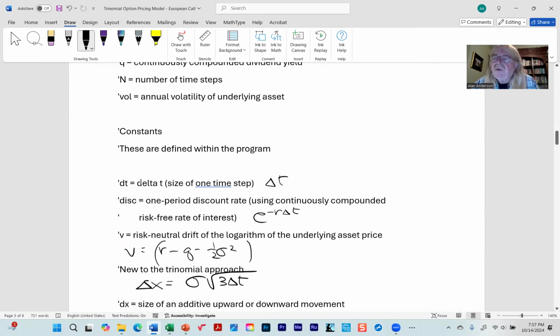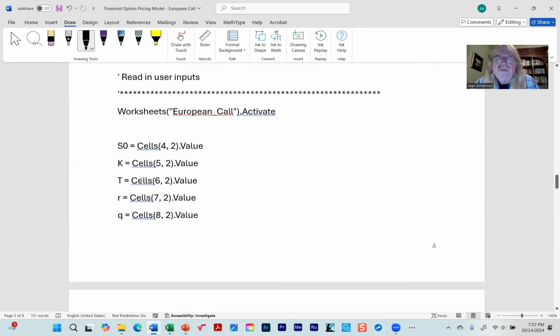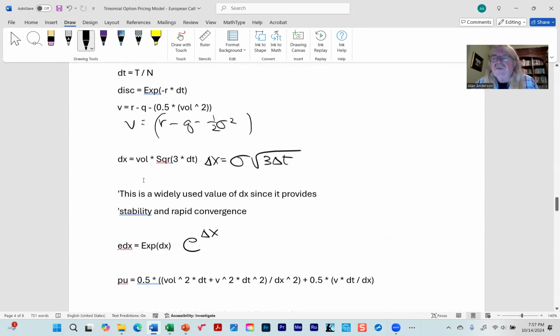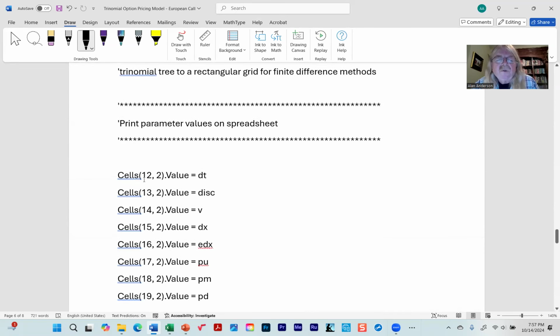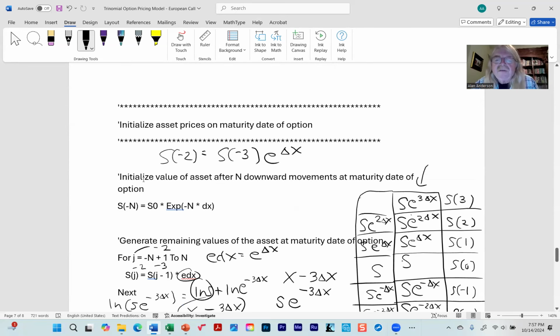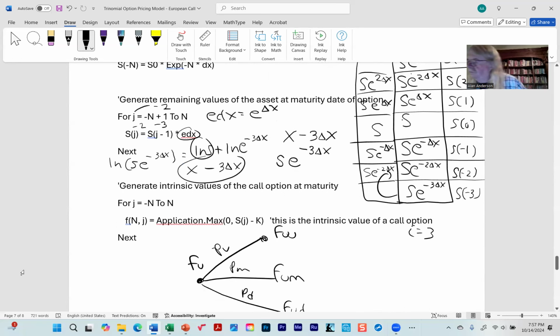But now, by the way, what about puts? Well, we would only change the payoffs at maturity. Literally, the only difference between the put code and the call code, as we've seen before, because it's European, is right here.